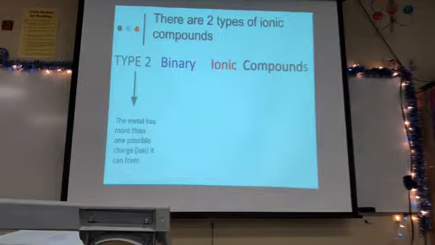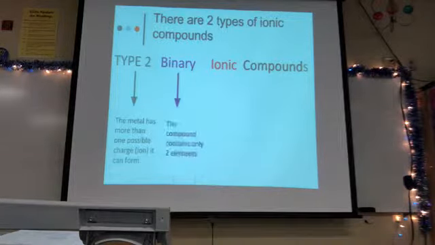Okay, so let's move forward. Type 2 means it has more than one charge, and it's highlighted on your periodic table. What's binary mean again? Two. Has two what? Elements. Has two elements in the compound. So that compound has two capital letters, two elements.